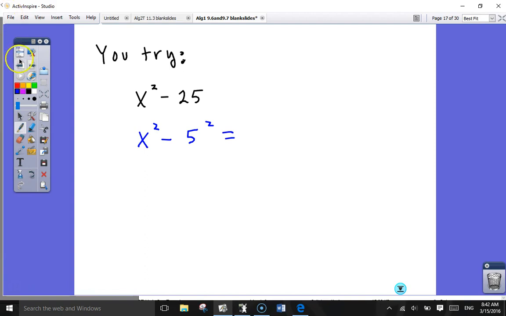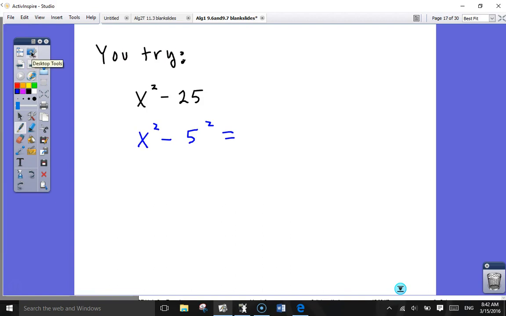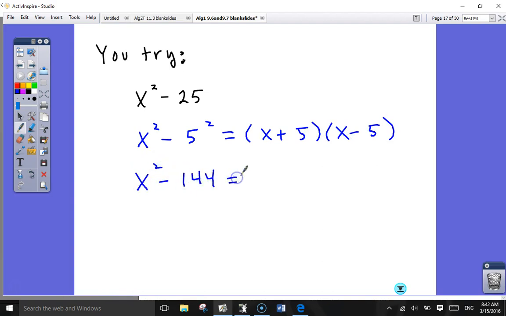Look at what you just did. X squared minus 4, x plus 2, x minus 2. X plus 5, x minus 5. How about x squared minus 144? X plus 12 times x minus 12.